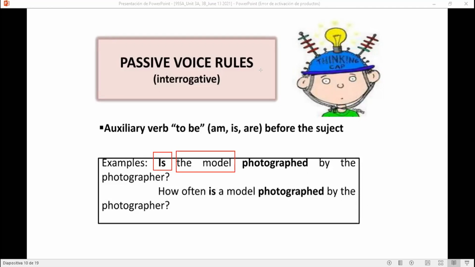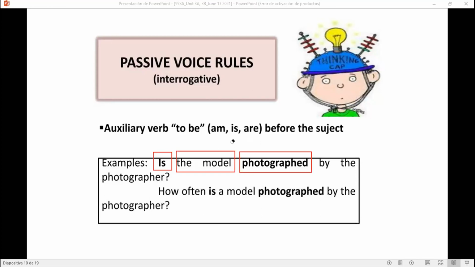No, el verbo to be iría primero, luego el sujeto y luego el otro verbo que va a ir siempre conjugado en pasado participio. So, is the model photographed by the photographer? Sí, está siendo la modelo fotografiada por el fotógrafo. Suena raro, pero sí. Se puede hacer oraciones en forma de pregunta con la voz pasiva.